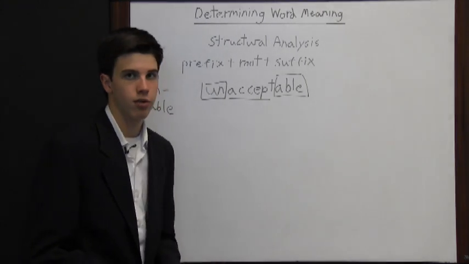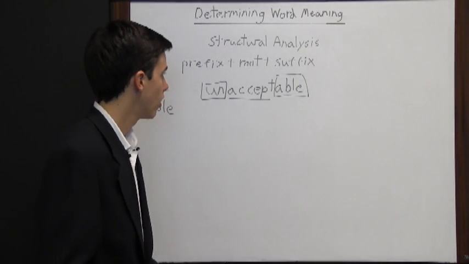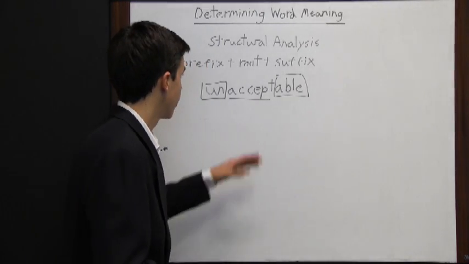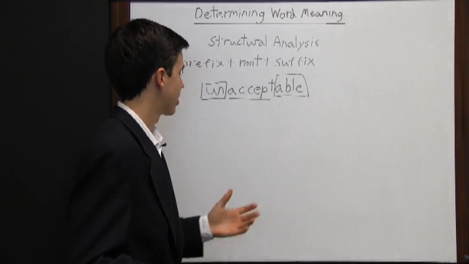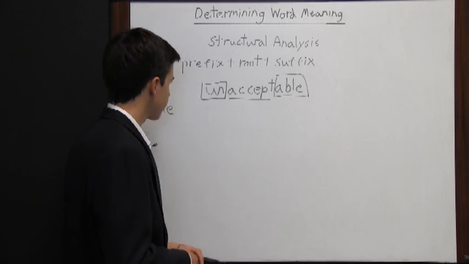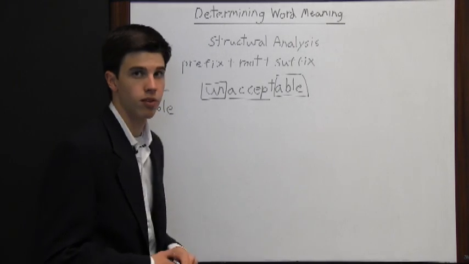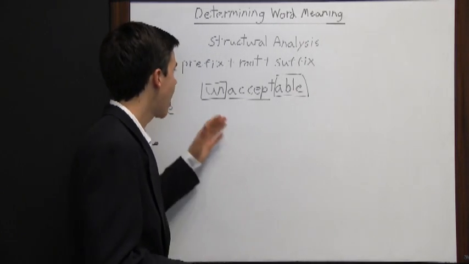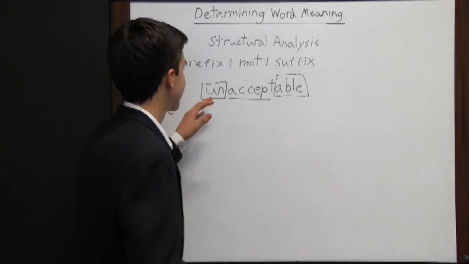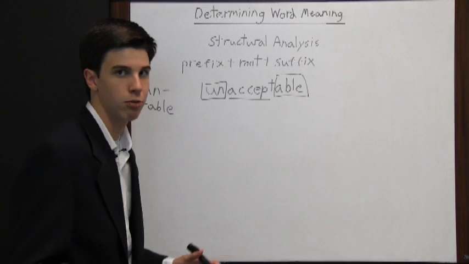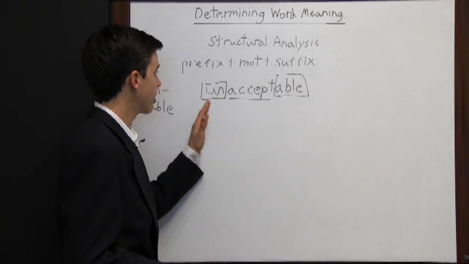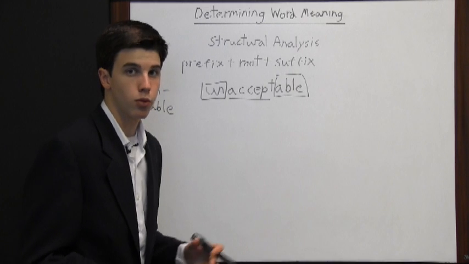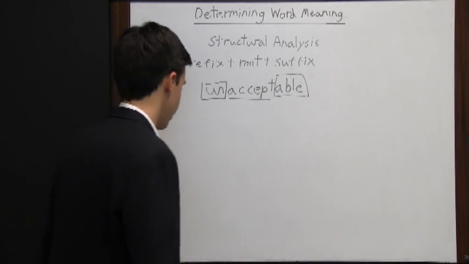So say you didn't understand what unacceptable meant. Well, you could look at able, and you know that means able pretty much. And so you know acceptable must mean able to accept. Well, un, you know, means not, from words like unprofessional, because unprofessional means not professional. It means the opposite of. So you know that un means not acceptable. It's something that's not able to be accepted. So thereby using the prefix and the suffix of the word and knowing the meanings of those, the reader can determine the meaning of the word unacceptable.